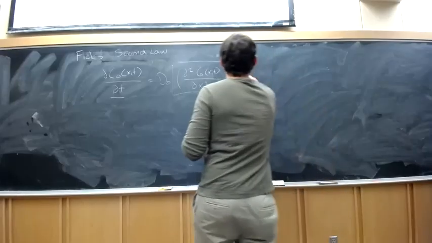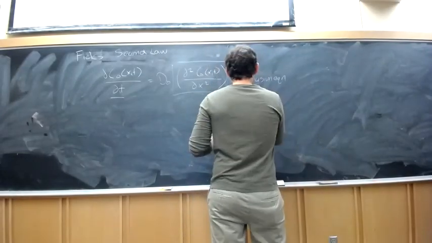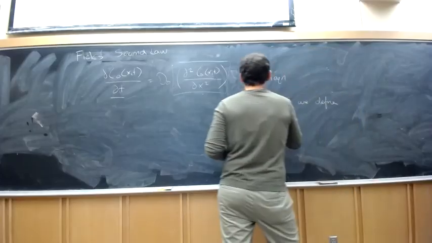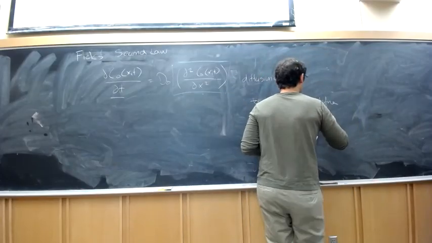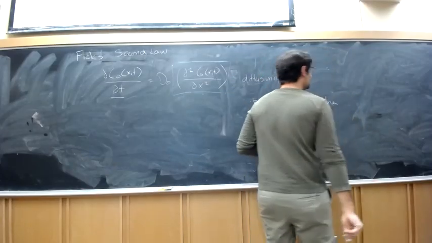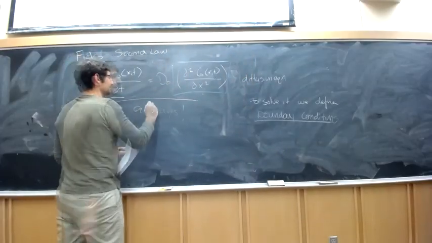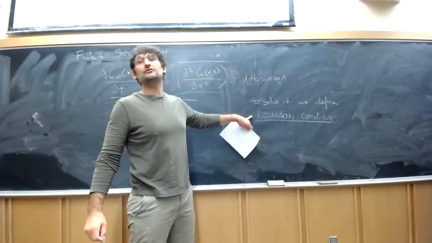So this is the diffusion equation, right? To solve it, we define boundary conditions. And you'll see how this is very important. The boundary conditions define the problem. This equation always holds, but it's the different boundary conditions that give you the different solutions.